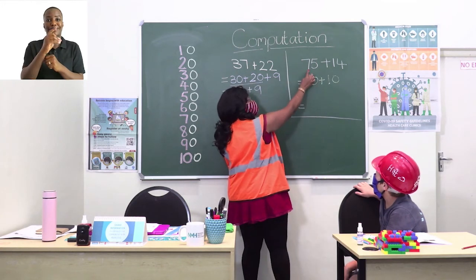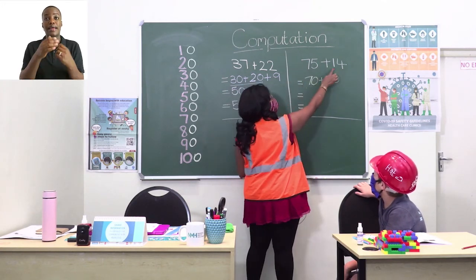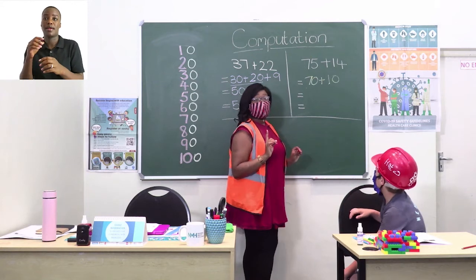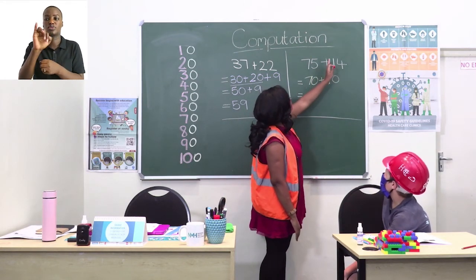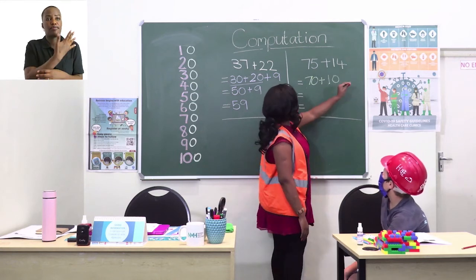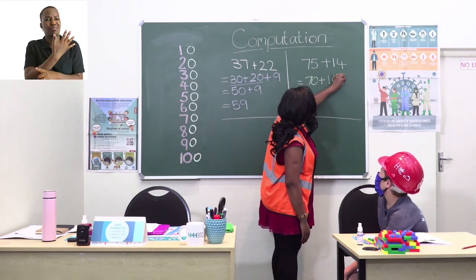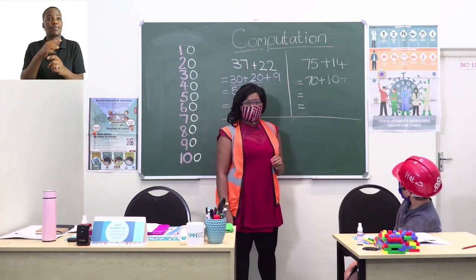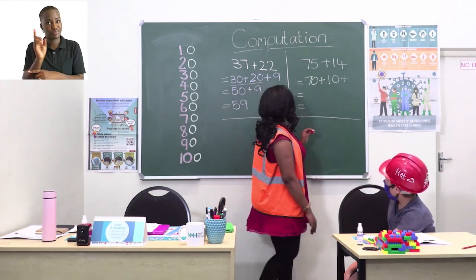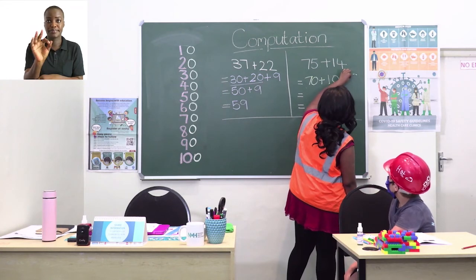So we have dealt with this digit 7 and this digit 1, which means that we still need to add 5 plus 4. And what is 5 plus 4, my dear children? 5 plus 4 equals 9. So we are going to put our 9 here.